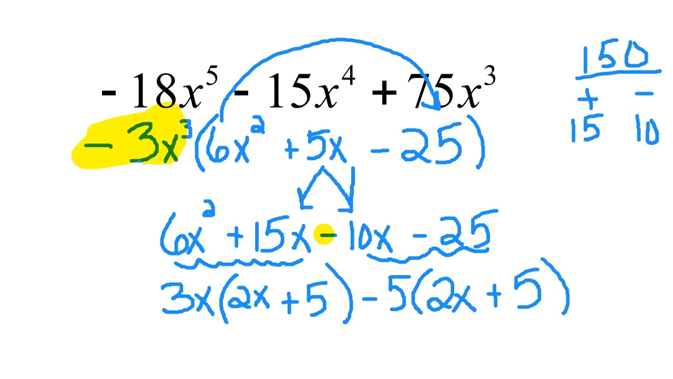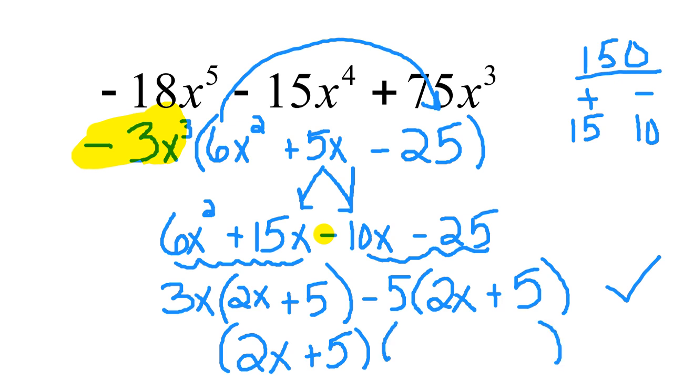At our checkpoint, we can see the GCF is 2x plus 5. Once we find that GCF, our next step is just to divide it out of each term. So when we divide the GCF out of our first term, we're left with 3x. And when we divide it out of the second term, we're left with minus 5. So our final answer is 2x plus 5 times 3x minus 5. And then we're done.